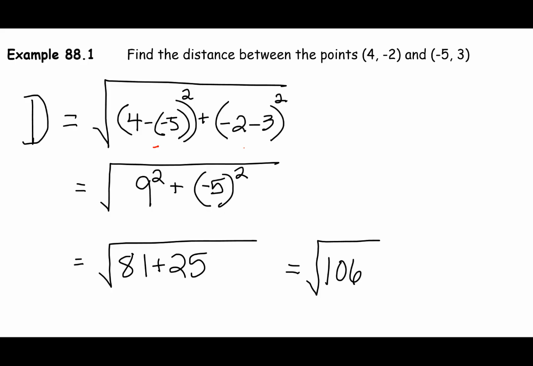The square root of 106 is not reducible because there are no perfect squares in there. In fact, 106 is just 2 times 53, and 53 is prime. So there's no way to reduce that radical. You would just leave that answer exactly like that.